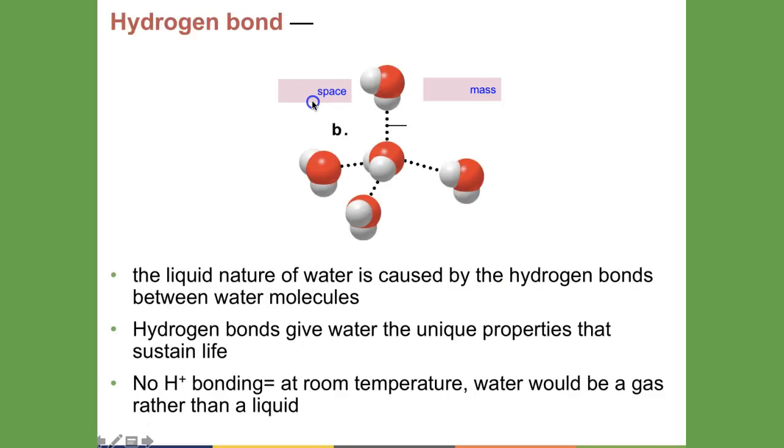The liquid nature of water is caused by the hydrogen bonds between water molecules. Hydrogen bonds give water the unique properties that sustain life. Without hydrogen bonding, at room temperature water would be a gas rather than a liquid. Really interesting. Water has a lot of unique properties.